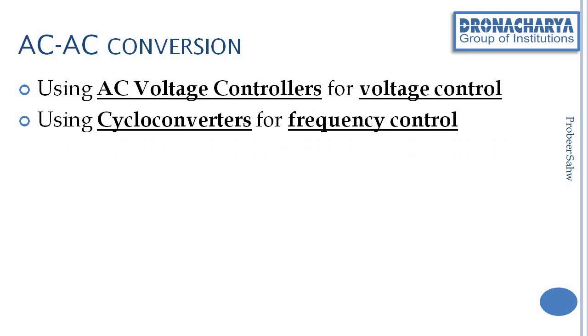Similarly, there is AC to AC conversion. In AC, we can control the amplitude and the frequency. For controlling the amplitude, we use AC voltage controllers, and to control the frequency, we use cycloconverters.